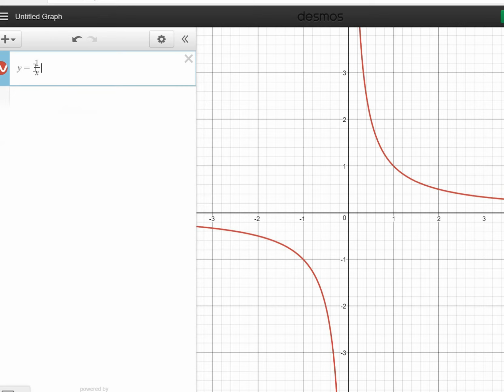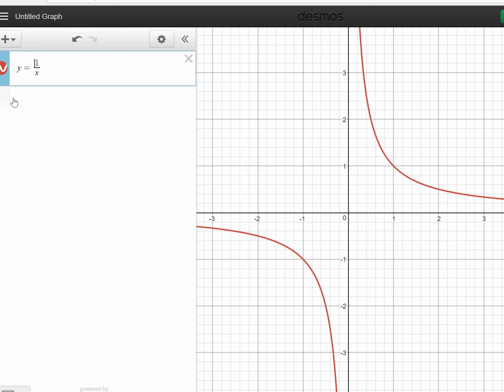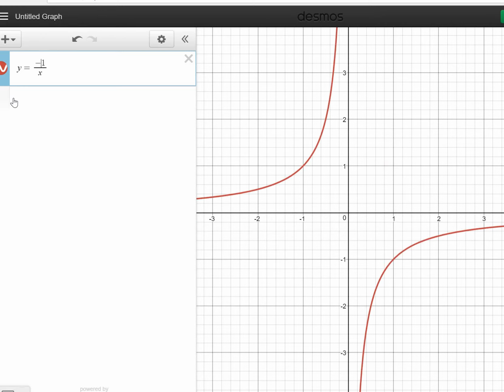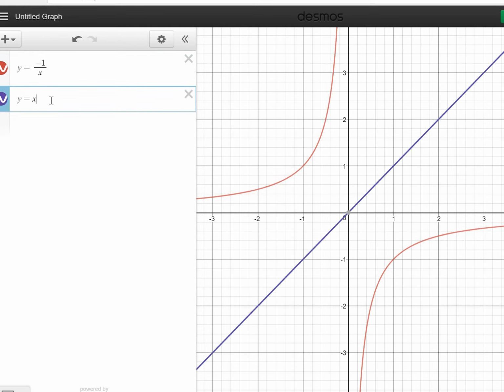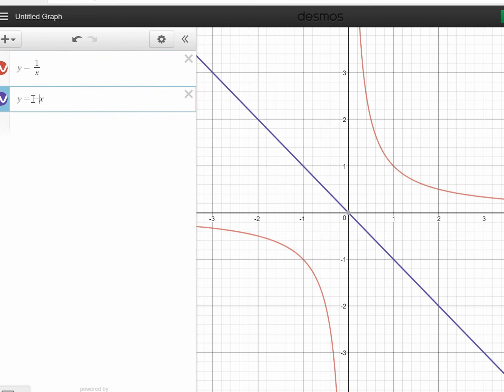But let's have a look now at what happens if our value is negative. When our value is negative, we switch quadrants. Instead of being in quadrants 1 and 3, we're now in 2 and 4. So making the entire graph negative switches the quadrants. It's still symmetrical, except now it's symmetrical about this line, as opposed to our original graph, which is symmetrical about this line.